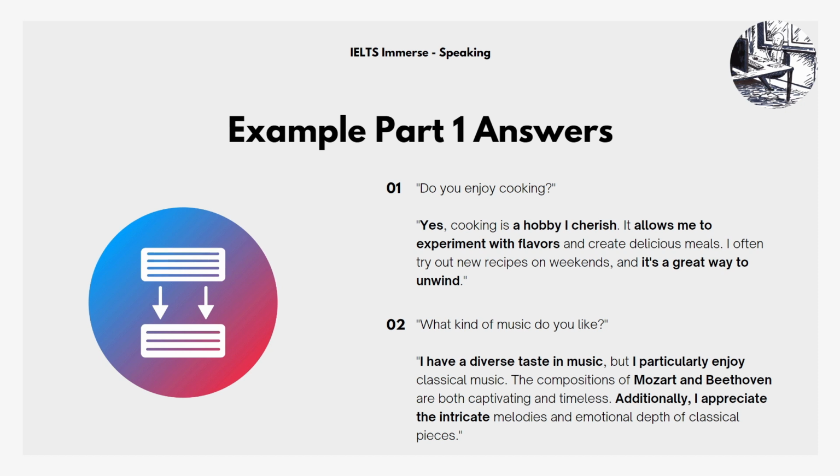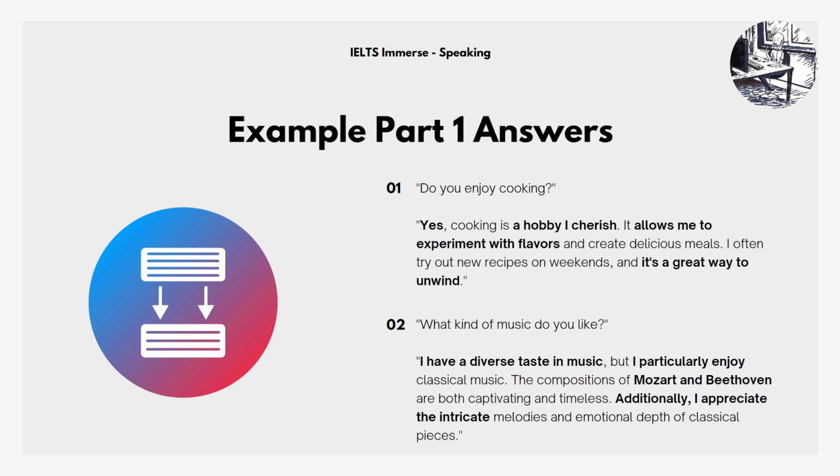Now I have bolded some of the words that I think are essential for the structure. For the first question, I begin with yes. Okay, I've answered the question and I've explained that I enjoy cooking. Cooking is a hobby I cherish. In the second sentence, I am telling the examiner why I like it so much. So I've explained that I enjoy cooking and why I like it.